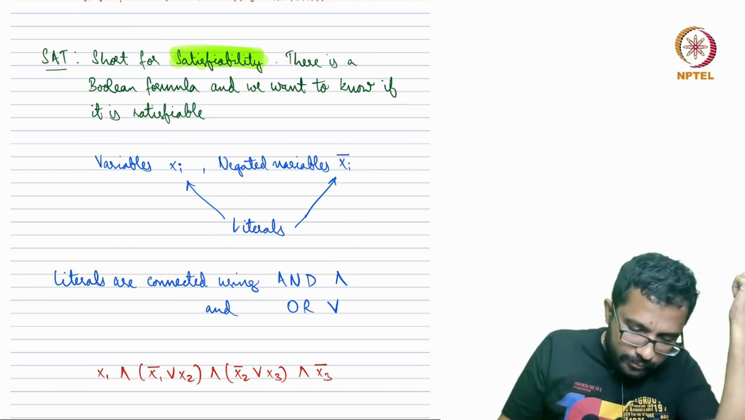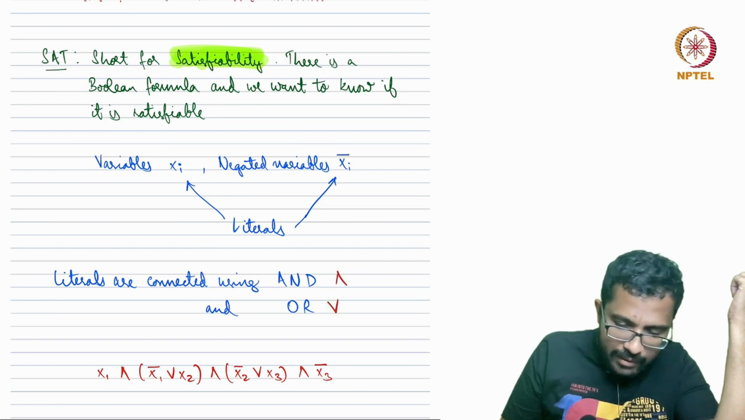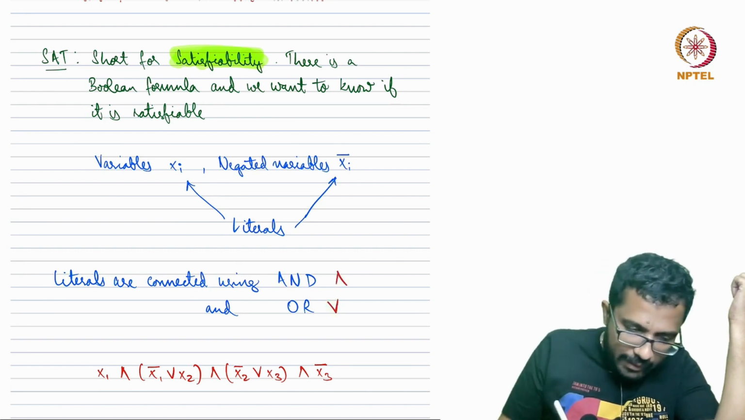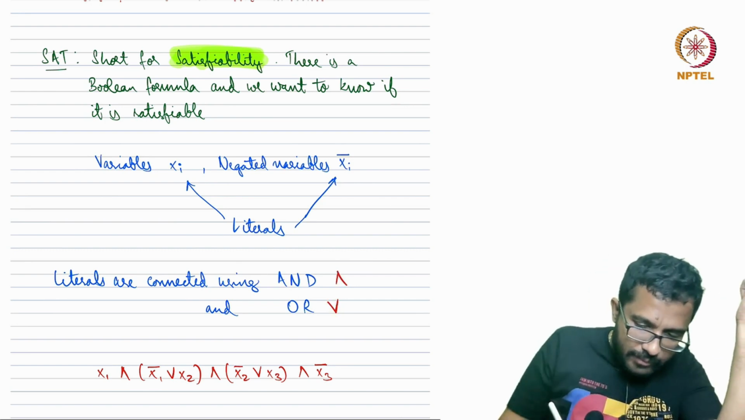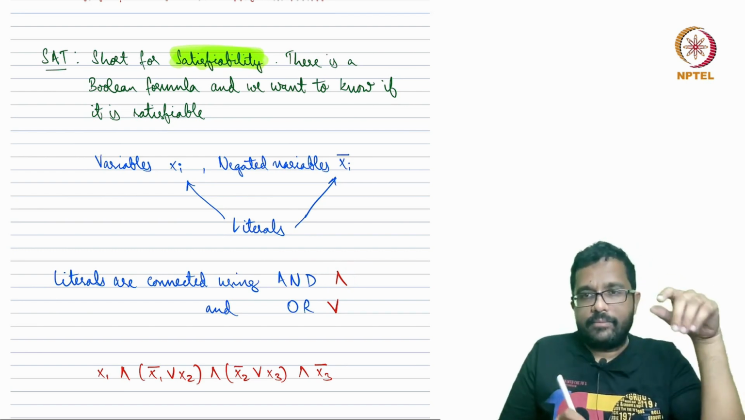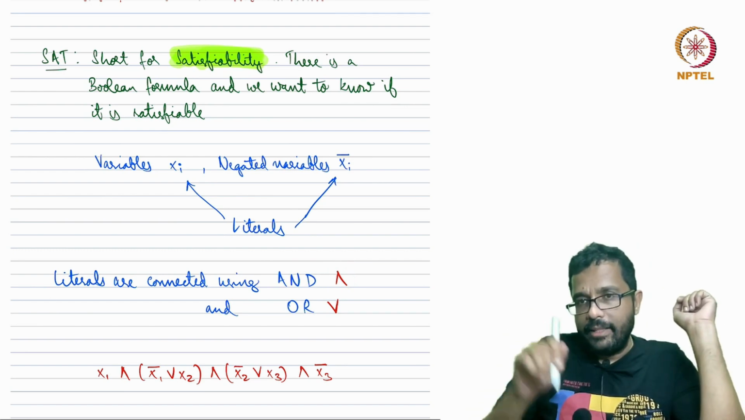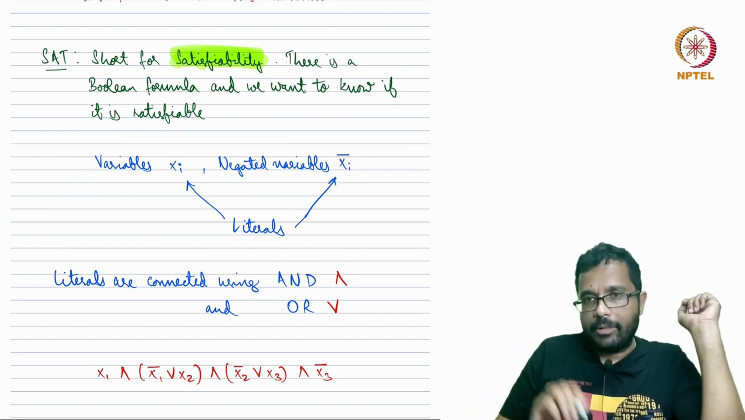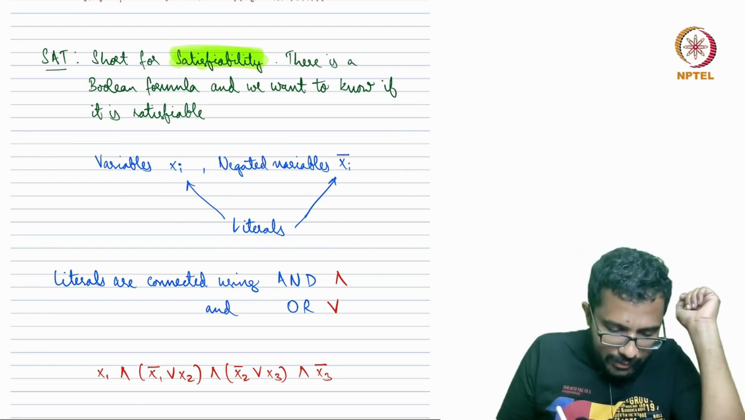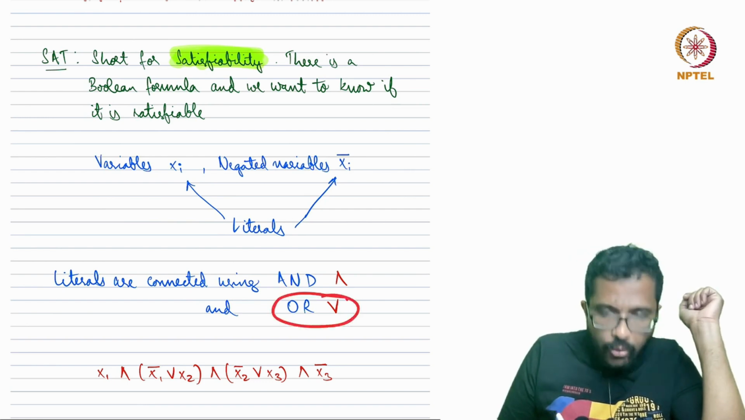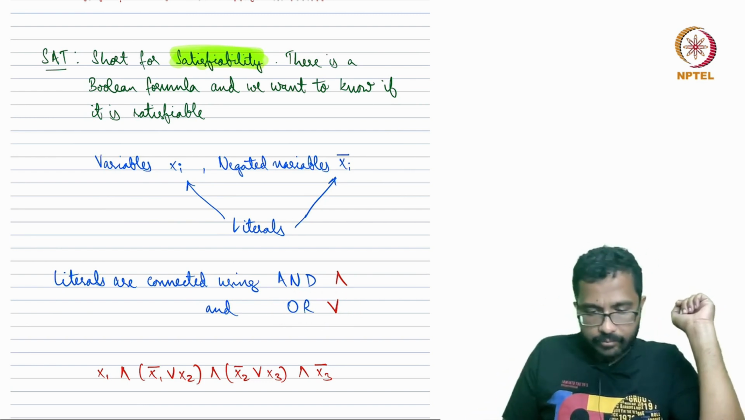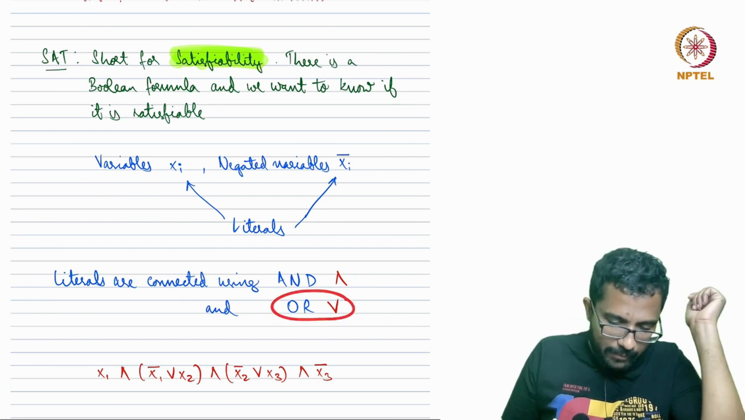One of them is AND, which is depicted like this, like an inverted V or an A without a bar, and the other one is OR. So OR is depicted like a V. It's exactly like a V.